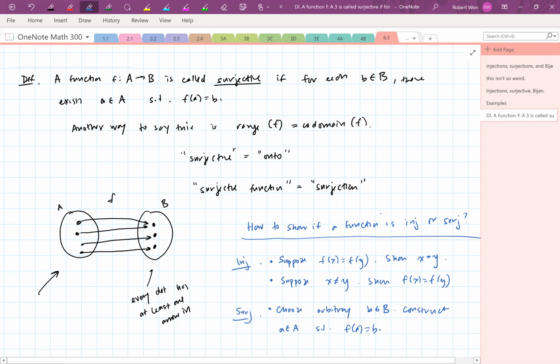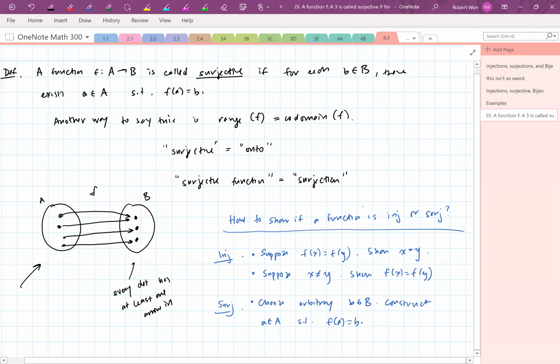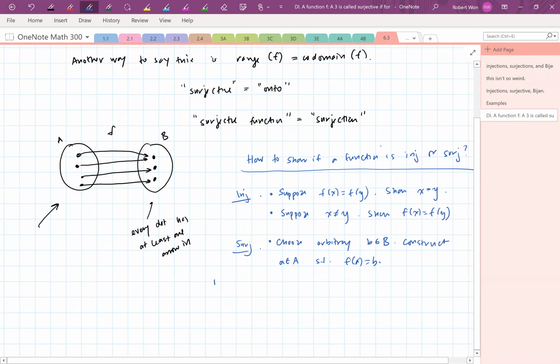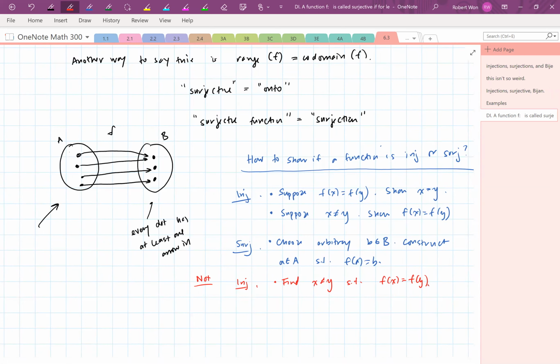I guess I should say how to show that it's not surjective or how to show that it's not injective. Okay, so if you want to show that it's not injective, what you do is you just produce two non-equal elements such that f of x equals f of y. So a single counterexample works here, right? If you have two different elements mapping over to the same element, that's not injective.